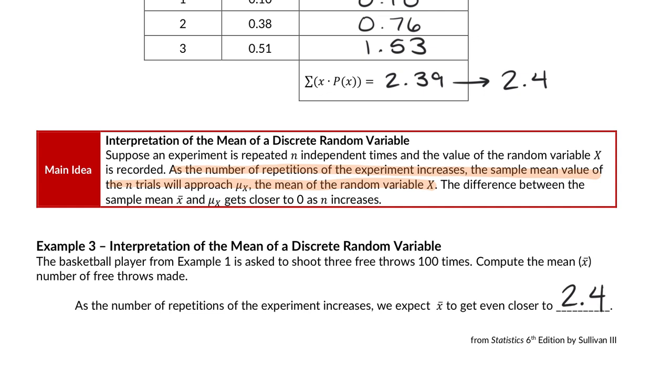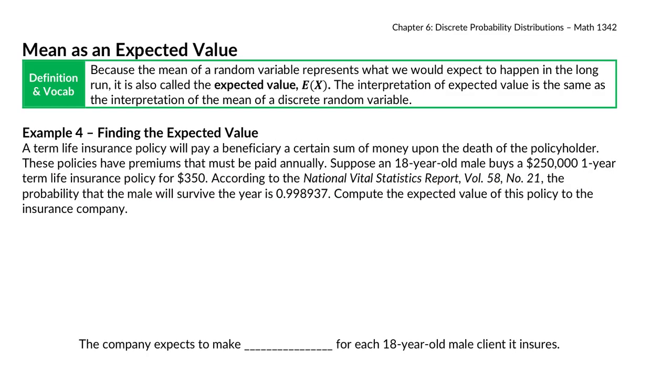This becomes what's called an expected value of an experiment. So as we increase the number of times we've done an experiment, our mean also gets a new name. Our mean gets the name expected value. These are now interchangeable when it comes to discrete random variables. We can expect this to be our outcome. Because the mean of a random variable represents what we would expect to happen in the long run, it is also called, like I said, the expected value, capital E of capital X, the expected value of random variable X. The interpretation of expected value is the same as an interpretation of the mean for a discrete random variable.